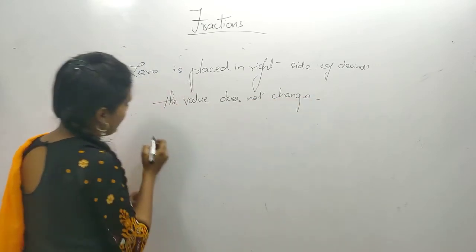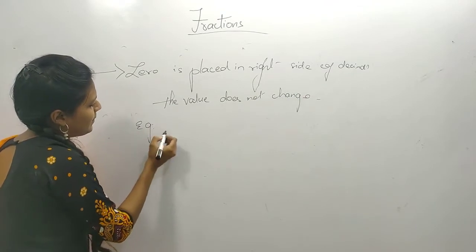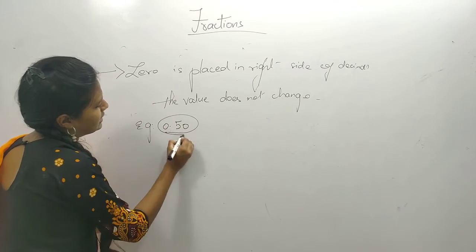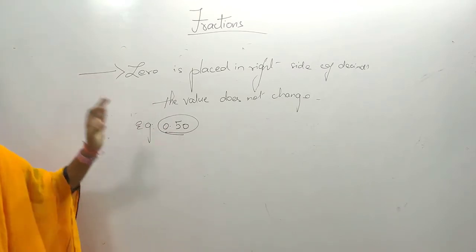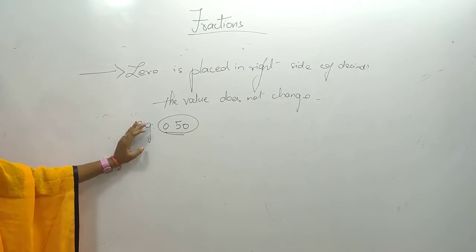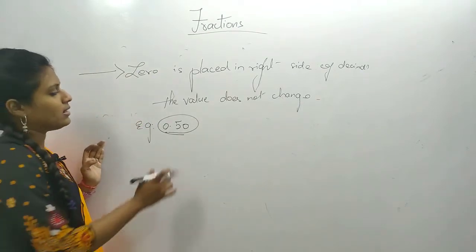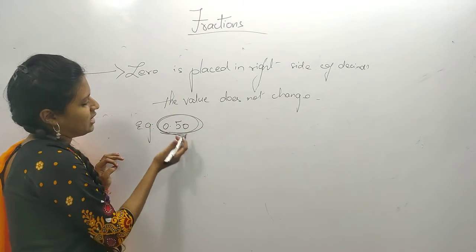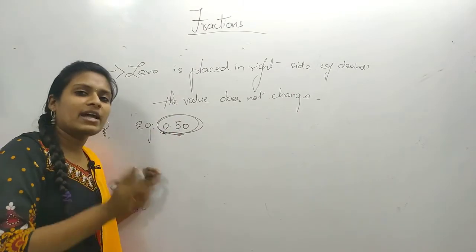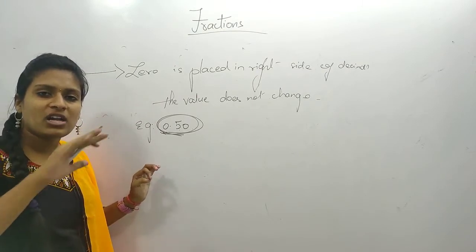Take an example: 0.50. It is also a decimal fraction. These are all equal. They do not make any change. If you keep the 0 on the right side, the value is not changed at all.